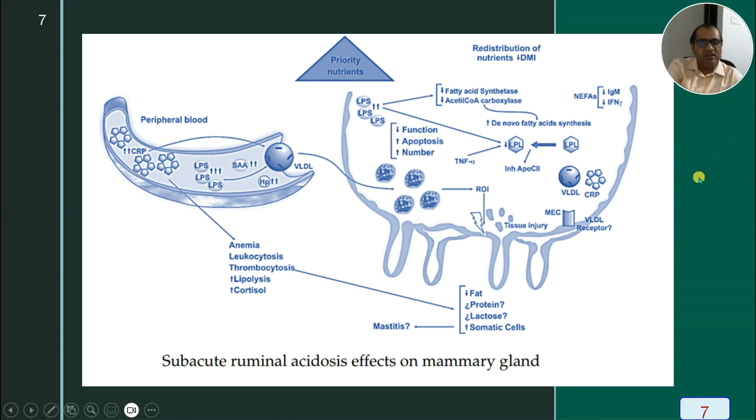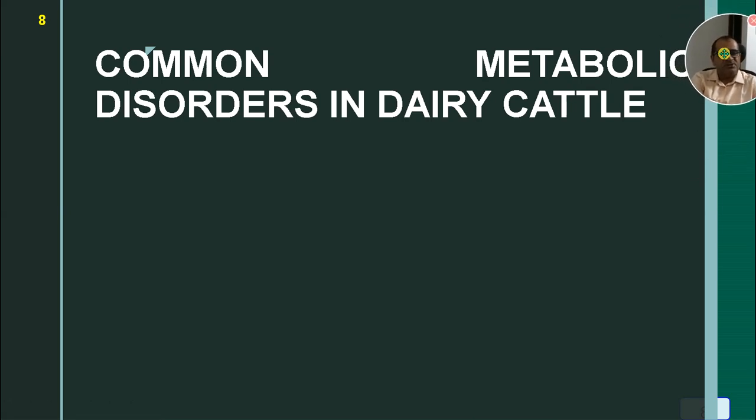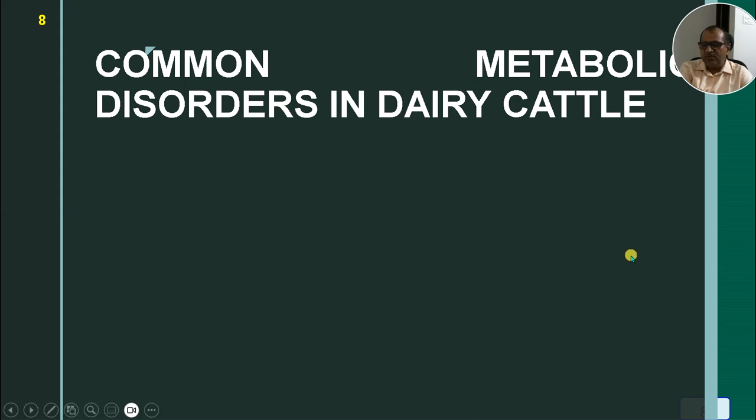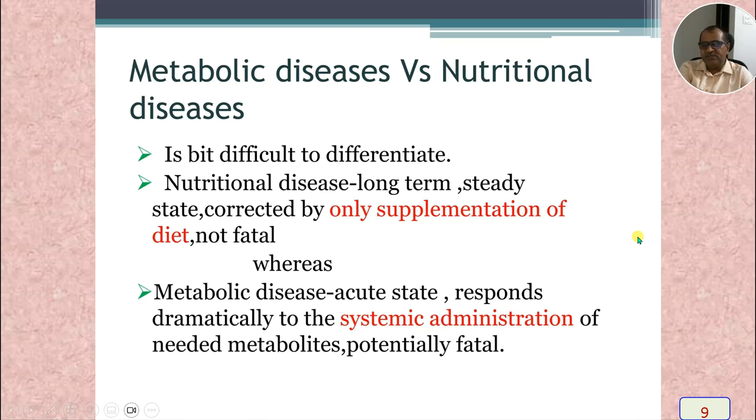Then the common metabolic disorders, especially in dairy cattle, is also another topic that needs to be covered by us. There is a small difference between metabolic disorders and nutritional disorders. Nutritional disease is long term. For example, deficiency of protein, carbohydrate, minerals, etc. can be corrected by supplementation of diet and is not fatal, whereas metabolic disorders are in an acute stage, respond dramatically to systemic administration of needed metabolites, and are potentially fatal.